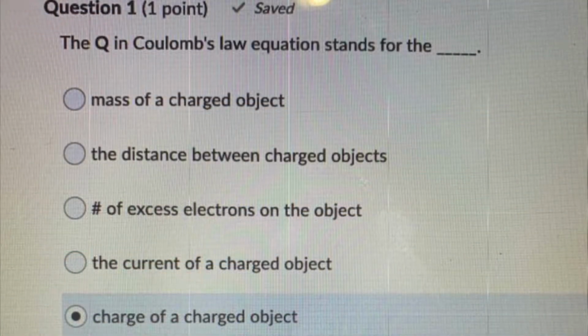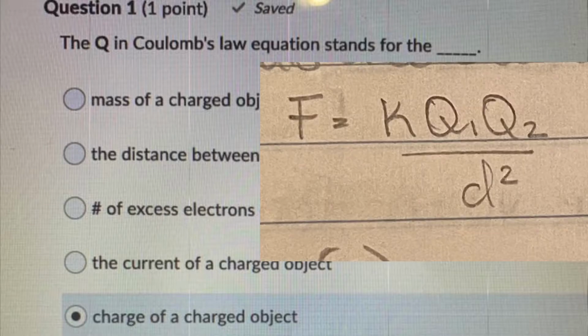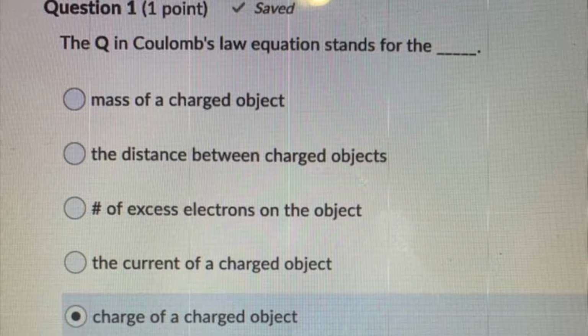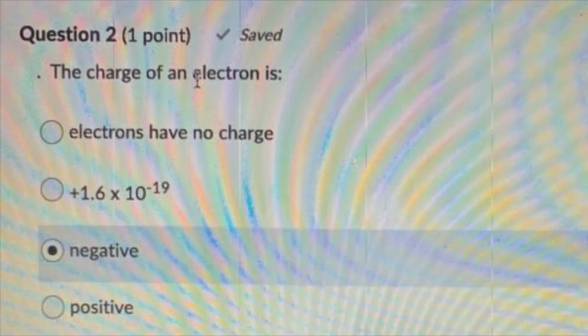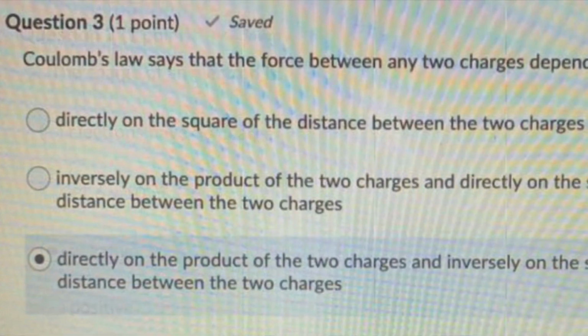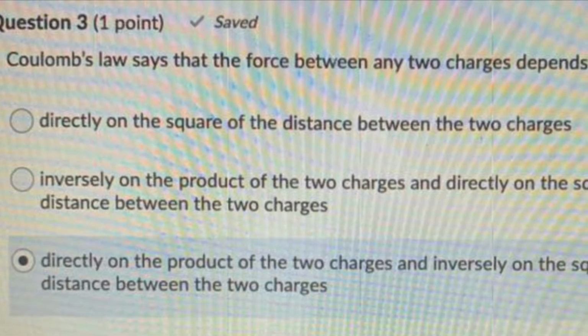This question could be easily answered by looking at the formula. If you look at the Q1 and Q2, you could see that that is equivalent to the charges, and that's the answer for that. This was more of a common sense question, and everybody should know that electrons are always going to be negatively charged. Here's another question that's also dependent on the formula.